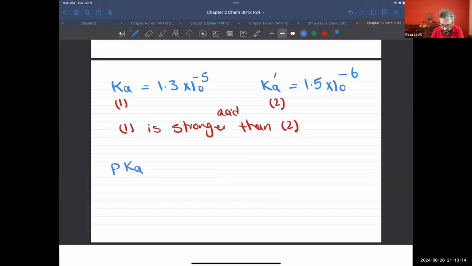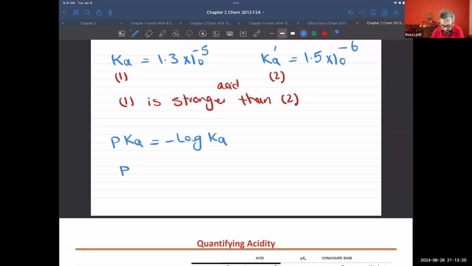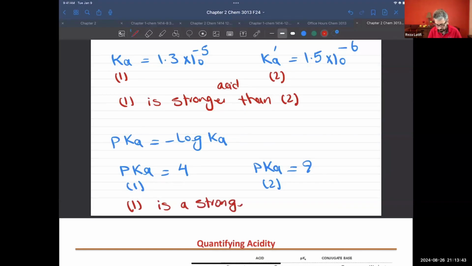But in organic chemistry, we use pKa again. And what's pKa? Minus log of Ka. So if you have these two, say pKa 1 is, for example, equal to 4, and pKa for another acid happened to be 9, which acid is the stronger acid? The answer is again 1, because it has a smaller pKa. So it is the opposite: the one that has a bigger pKa is a weaker acid.